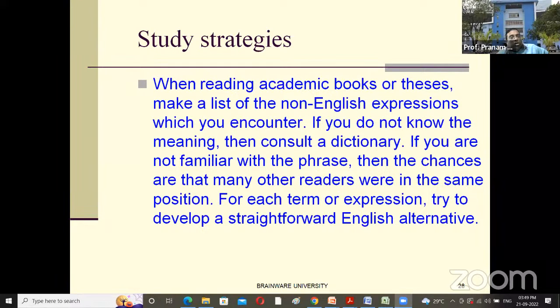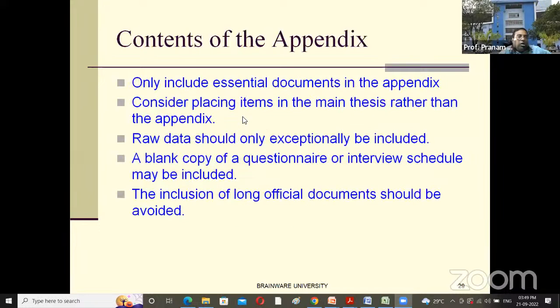Study strategy. When reading academic books or thesis, make a list of the non-English expressions which you encounter. If you do not know the meaning, then consult a dictionary. Nowadays in MS Word, thesaurus is available. If you are not familiar with the phrase, then the chances are that many other readers were in the same position. For each term or expression, try to develop a straightforward English alternative.